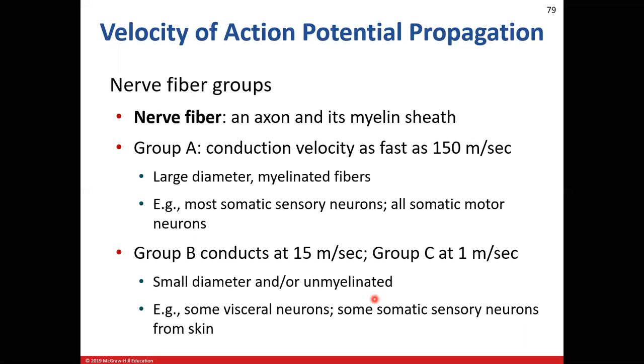We have a group A type fiber. This is the conduction velocity that's really fast, and it moves at about 150 meters per second. These tend to be large diameter myelinated fibers. Most of our somatic sensory neurons are group A fibers, as well as all of our somatic motor neurons are group A fibers. Again, remember what you should think of when you see somatic.